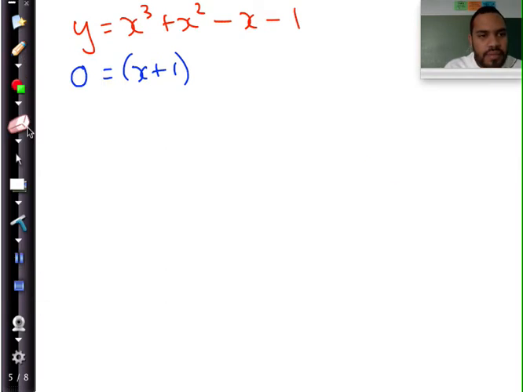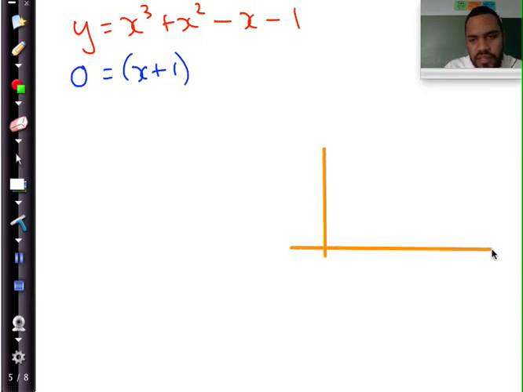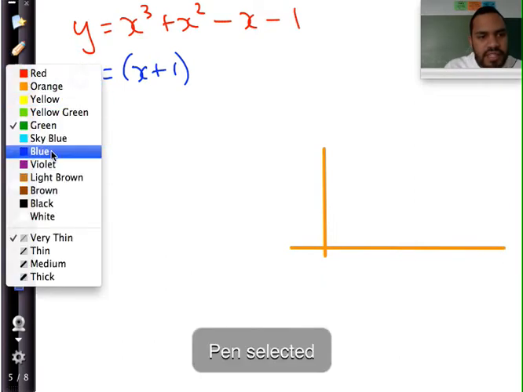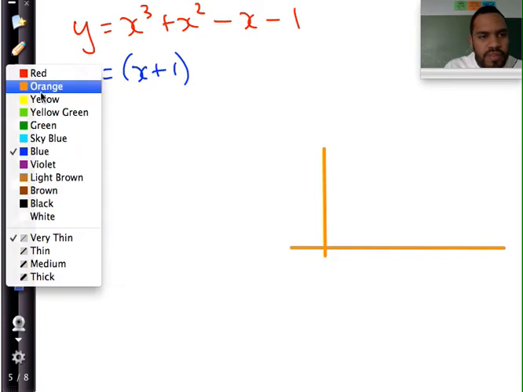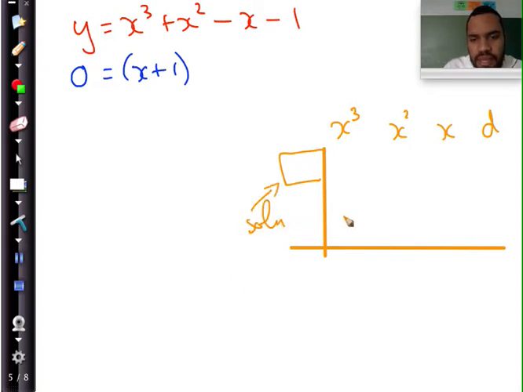I'm going to label this as follows, putting all of this in orange: this is x cubed, this is x squared, this is x, and this is d, which means the constant term. Then I'm going to set up the table. As part of my setup, I'm going to put the solution in there. Are you guys with me? And I'm going to put 0 here, and that's part of your setup.